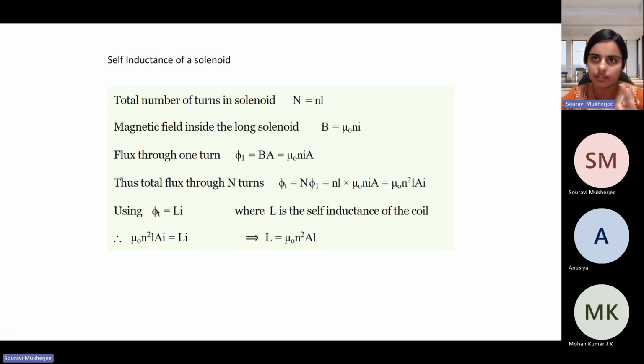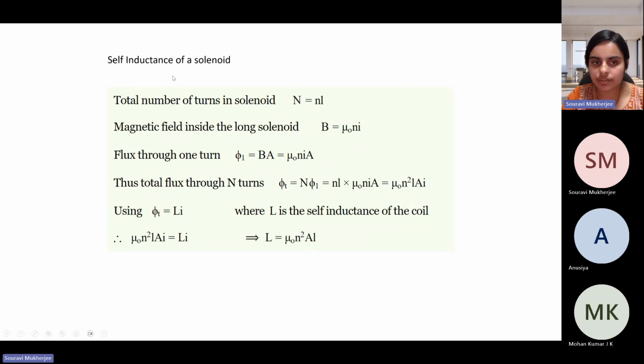Area facing the magnetic field lines, so area perpendicular to the field lines. Suppose this is A, so it's given as mu 0 n i into A. And for N turns, obviously your solenoid can have a total of, suppose, N turns, so that is given as N into phi, right? So this is how the total flux through N turns should look.